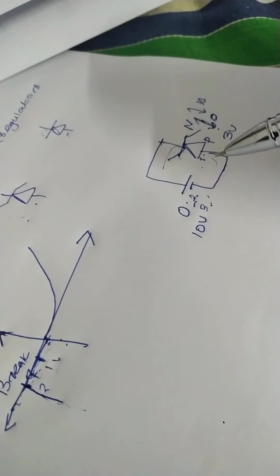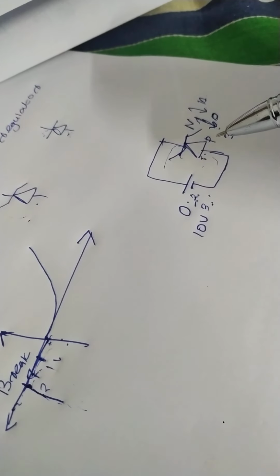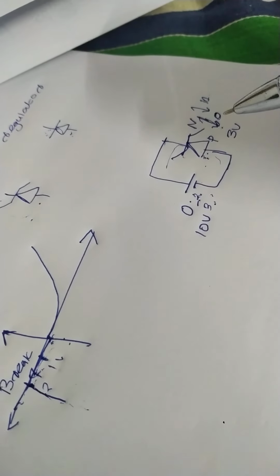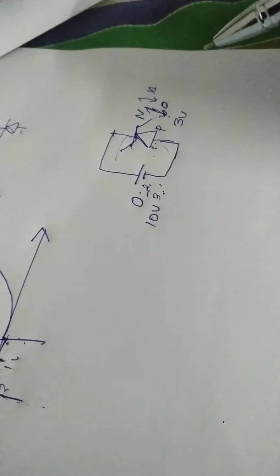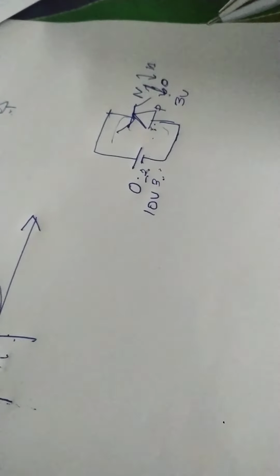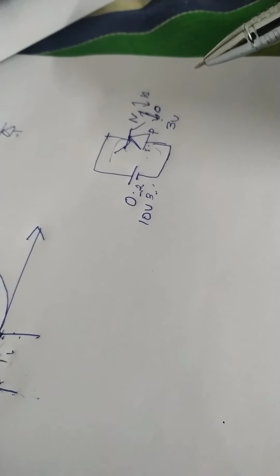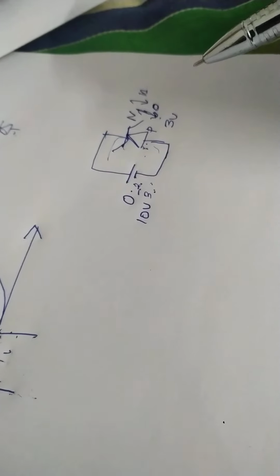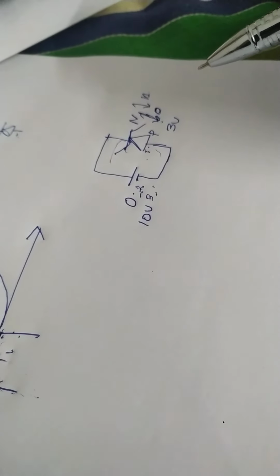So this characteristic is used as a voltage regulator. In a voltage regulator circuit, Zener diode is used in reverse bias condition. This is the main question in all objective questions: how is Zener diode used in regulator circuits? The answer is, it is used in reverse biased condition.